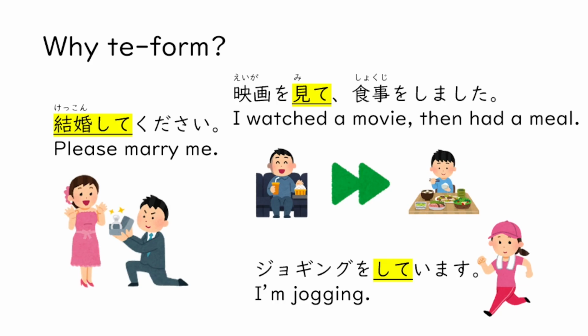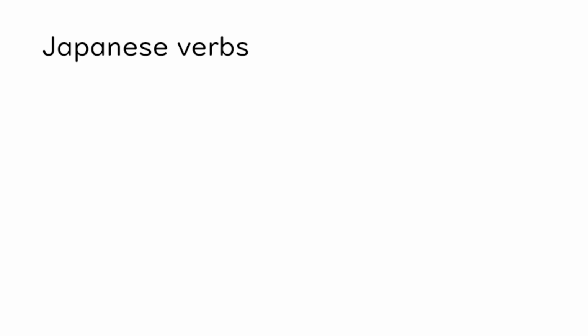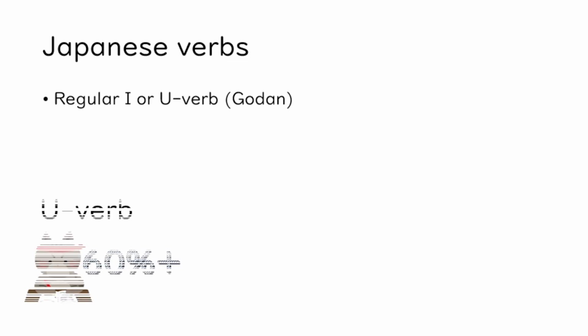When you learn Japanese as a foreign language, we split verbs into 3 categories. The first category is regular u verb. Depending on the textbook, different terms may be used, but approximately 60% of Japanese verbs fall into this category. Native Japanese speakers learn this conjugation type as godan katsuyo in their Japanese classes.